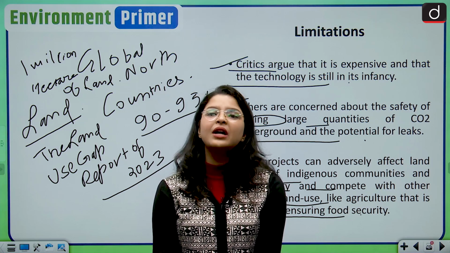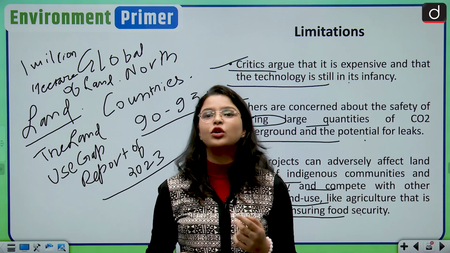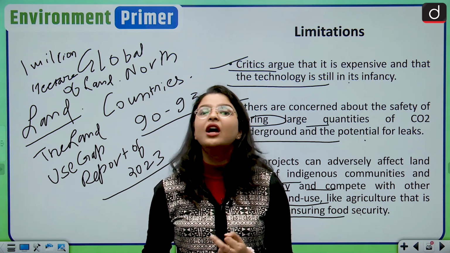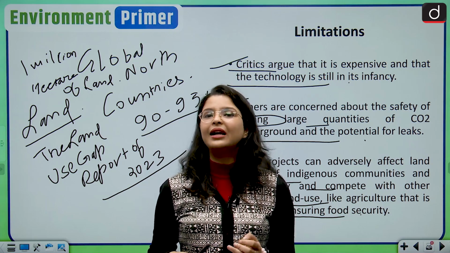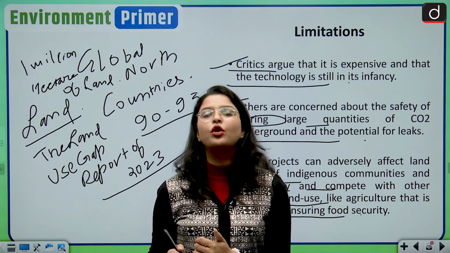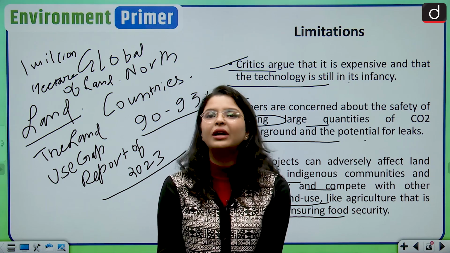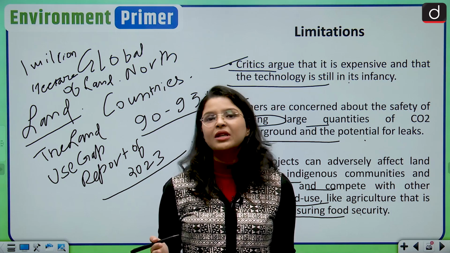So with this we come to the conclusion of today's discussion. We have seen what CCS, or the carbon capture and storage technique, is. We have also seen what carbon dioxide removal is. We have also seen the scale at which we need to practice this CDR if we want to target net zero emissions by 2050. We have also seen the limitations of using this technique.